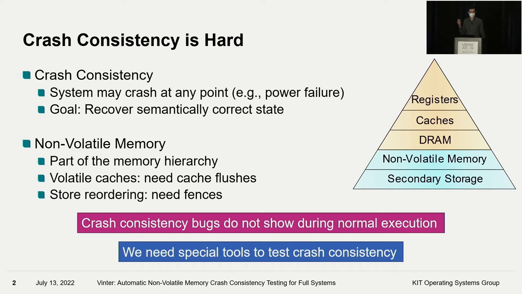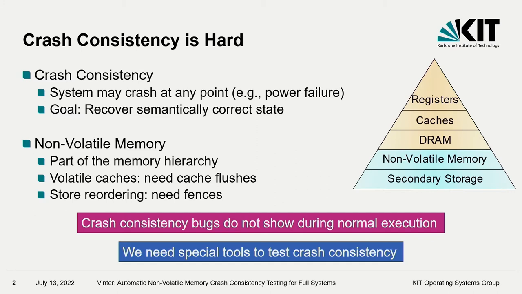All of these cache flushes and memory fences do not actually have an effect on normal execution, and any bugs would only show if the system actually crashes and after restart it holds the wrong state. So this means that we need special tools to test crash consistency, since we cannot see it otherwise.